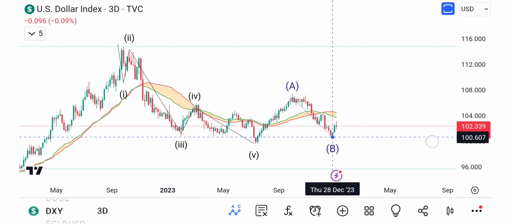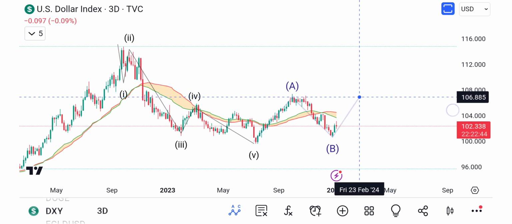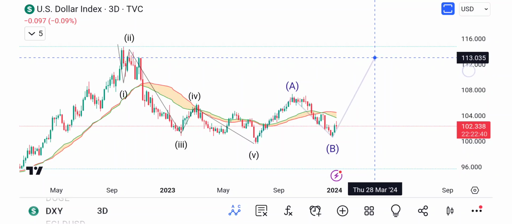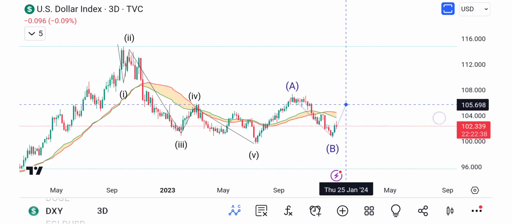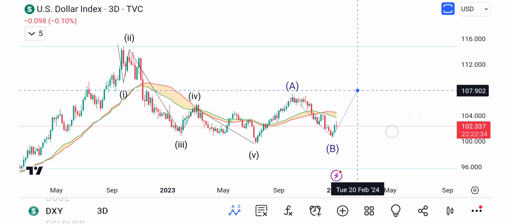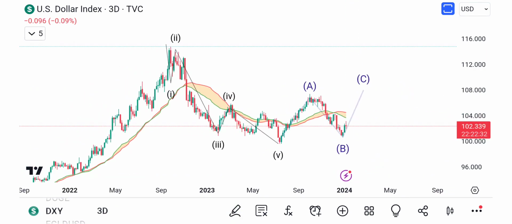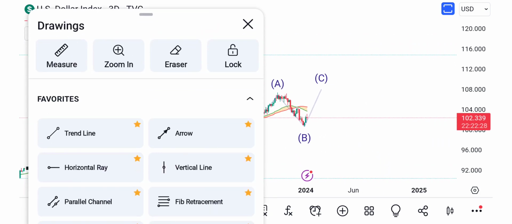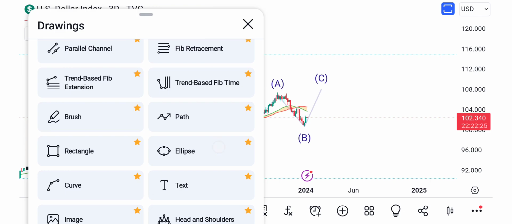A, B. Now C can go anywhere. You know, that's the tricky part, figuring out where C can go. Hopefully for crypto holders, it's a little tiny C wave, right? So we'll see how that goes. But if I pull the fibs on it, let's see.